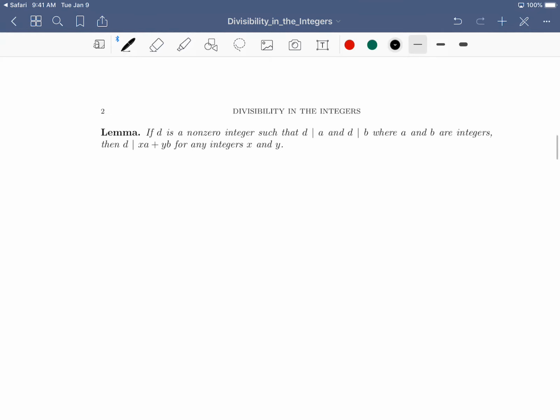So here is the thing that you're going to be proving. This is a lemma, I think it's 1.2 in the book. The lemma says if D is a non-zero integer that divides A and B, where A and B are integers, then D divides this linear combination. I'll use that phrase, linear combination, in the future. It means I'm taking the two things, A and B, multiplying by scalars and adding them together. So that's a linear combination of A and B. So D divides XA plus YB, where X and Y can be any integers you want.